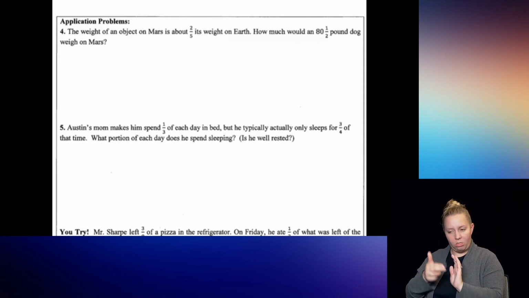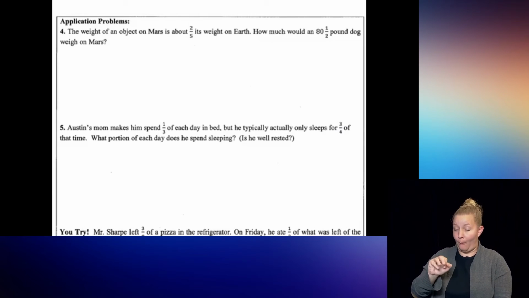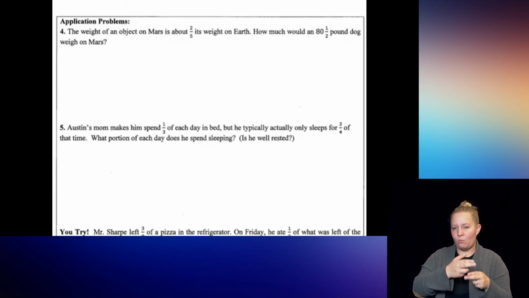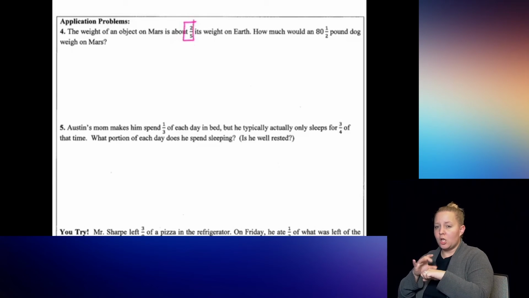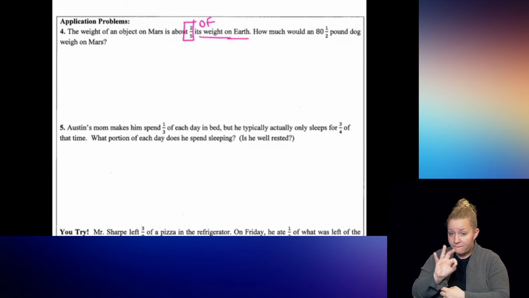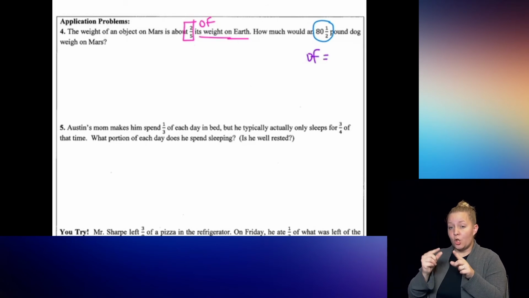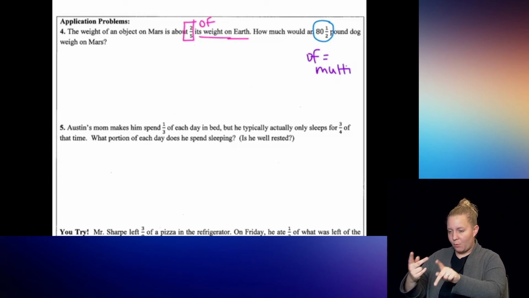All right, word problems. The weight of an object on Mars is about 2/5 of its weight on Earth. So how much would an 80.5-pound dog weigh on Mars? So this is saying 2/5. We know that that's probably pretty important. And notice that I said 2/5 of its weight on Earth. So therefore, if this dog weighs 80 pounds, the word of represents multiplication. So whenever you see of, I want you to think to multiply.